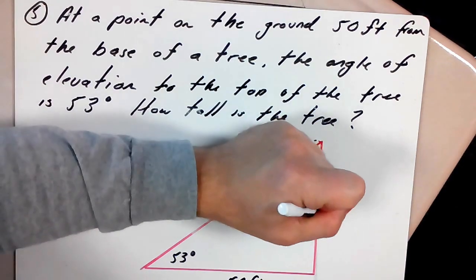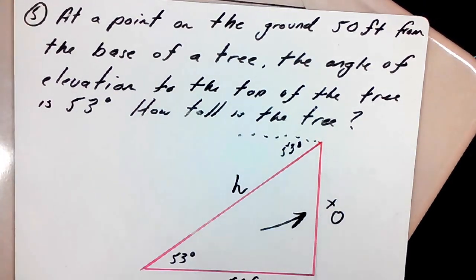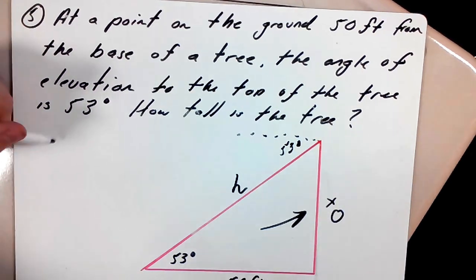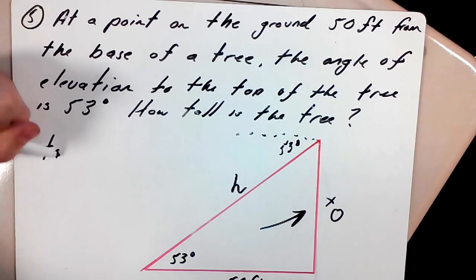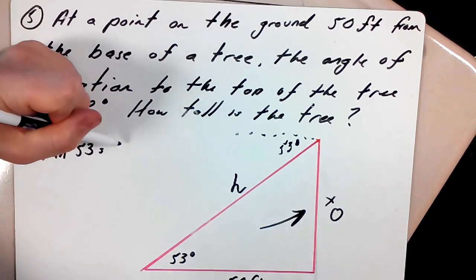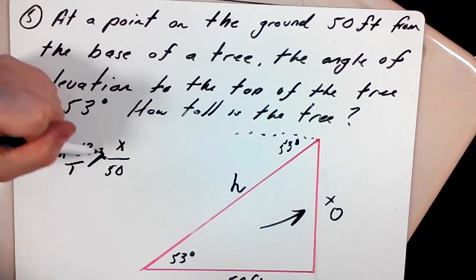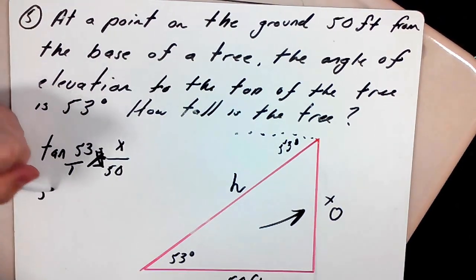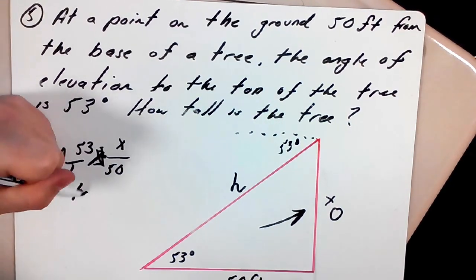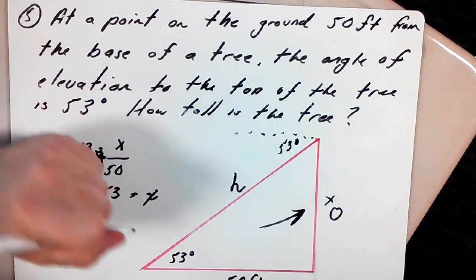So I'm going to label my triangle just like I did with regular trigonometry, because that's what we're going to use. All right, and I'm going to use opposite over adjacent. So that's tangent 53 equals x over 50. I'm going to cross multiply. So then that's 50 times tangent 53 equals x.